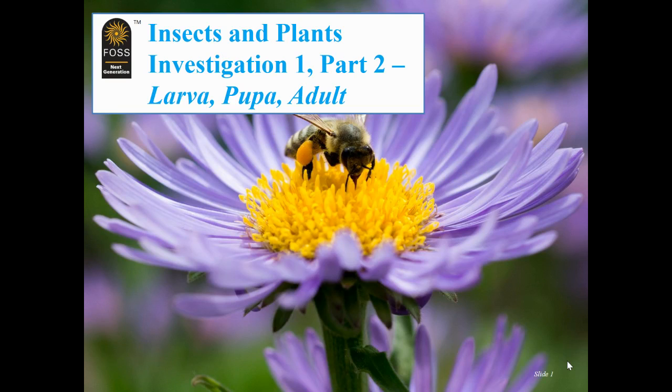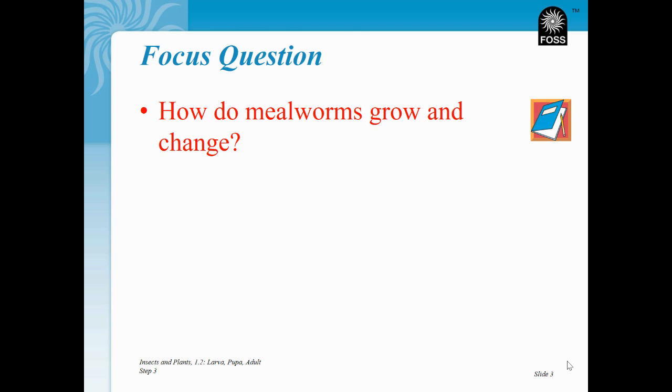Today we are going to be talking about the larva stage of a darkling beetle, which is a mealworm. We will talk about a pupa and an adult darkling beetle later on in this unit. Today's focus question is, how do mealworms grow and change? So we are going to be observing our mealworms today and thinking about how mealworms grow.